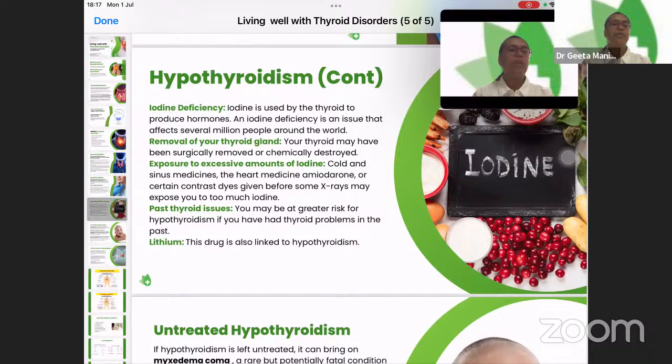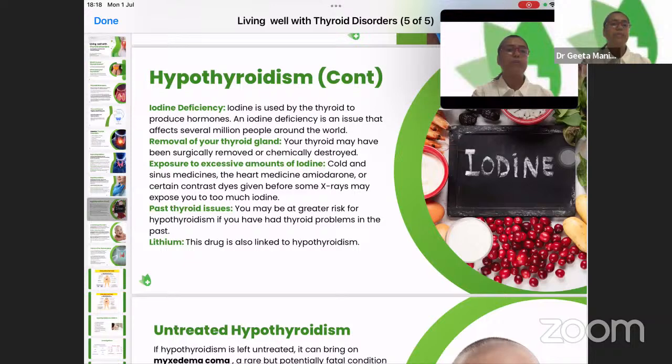Removal of your thyroid gland. If for any cause your thyroid gland is removed, then there's definitely hypothyroidism. Your thyroid may have been surgically removed or chemically destroyed.